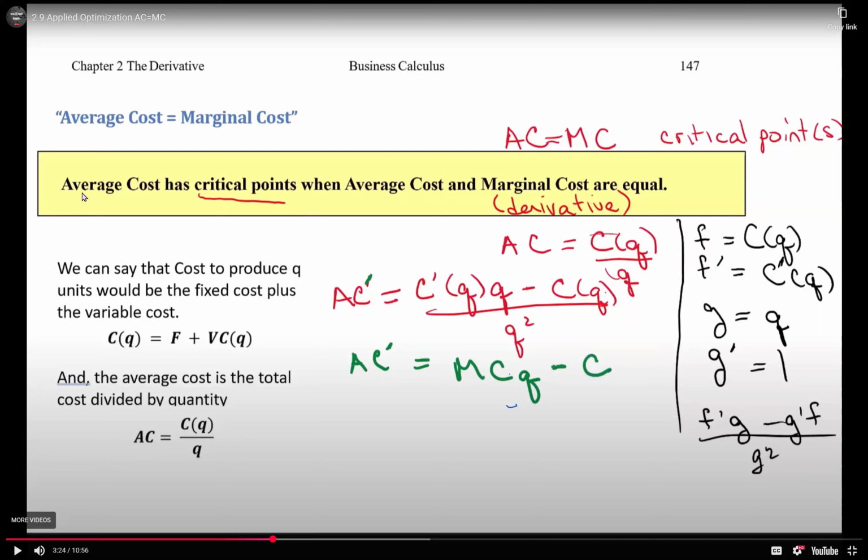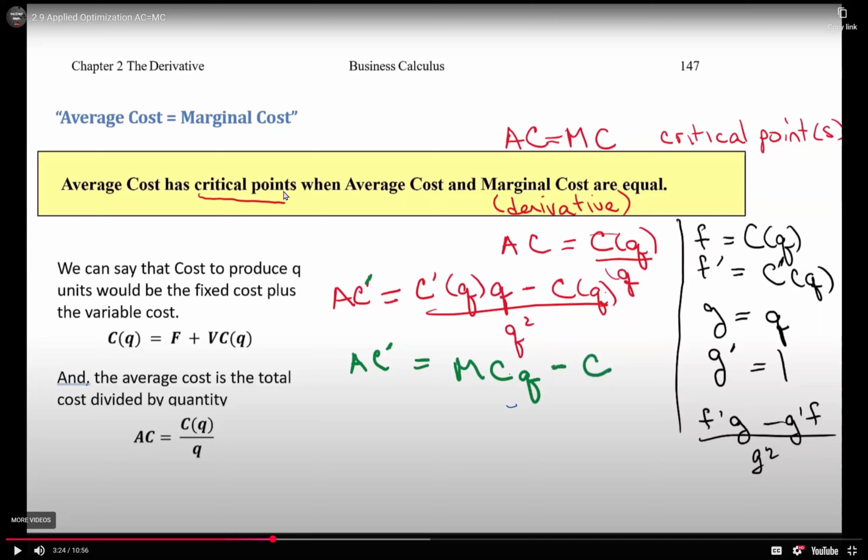Okay, listen, I'm gonna tell you why. Average cost has critical points. What do critical points mean? Values that are important. Yes. Very important values. Why are they important? Because they're where things change.